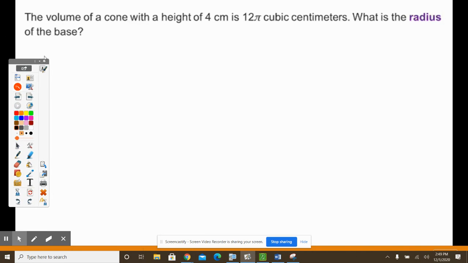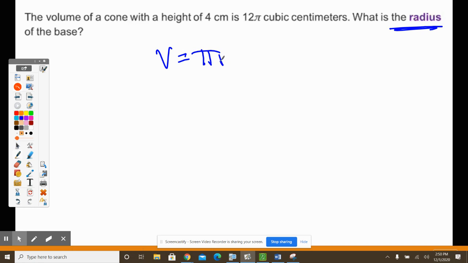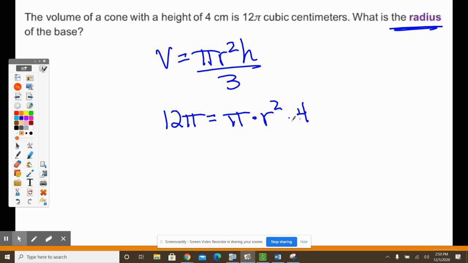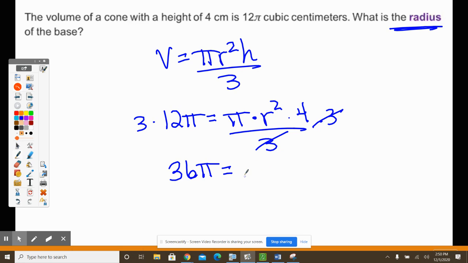The volume of a cone with a height of 4 centimeters is 12 pi. What is the radius? This time we're looking for the radius. So I'm going to use pi r squared h divided by 3. The volume is 12 pi. I have the pi. The radius I don't know. The height is 4, and I'm going to divide by 3. So I have to get r by itself. The first thing I'll do is multiply by 3. And what I'll do is I'll just take the 12 times the 3, which is 36 pi. And that cancels, and I get pi r squared times 4. Well, let's divide both sides by 4.